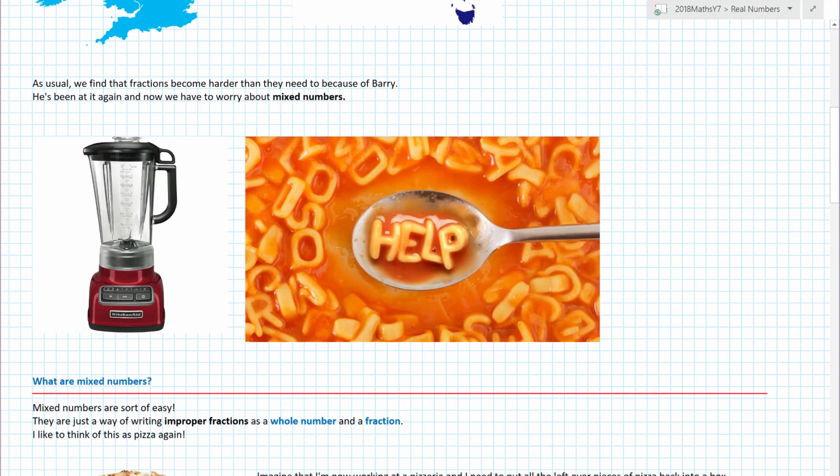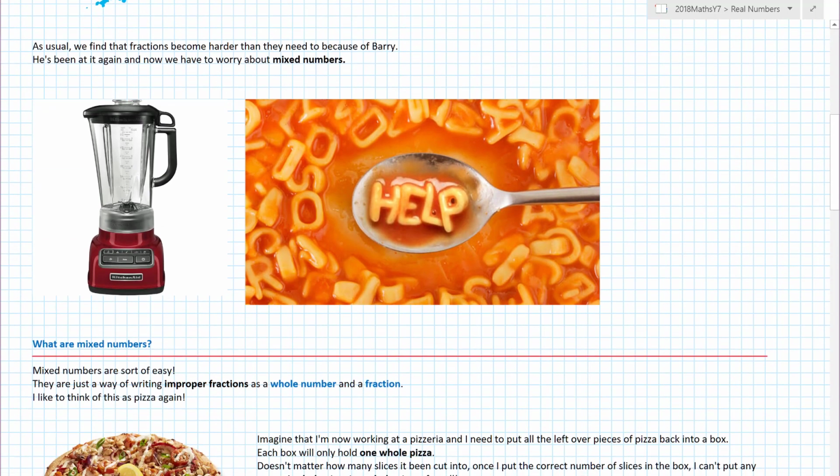Now, as is usual, we find that fractions become harder because of Barry. Yes, thanks Barry, we salute you because he's been at it again, and now we have to worry about mixed numbers. Now, when I see mixed numbers, I think to myself, hold on a moment, are we going to place a load of numbers in a mixer?